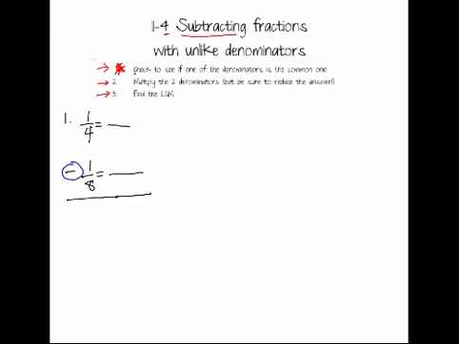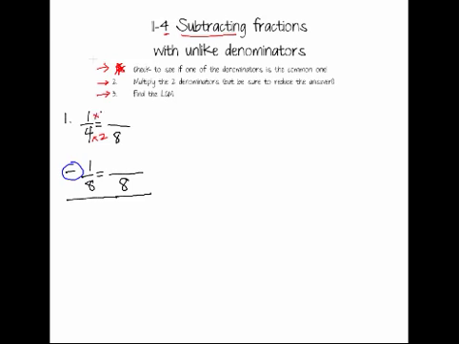Now let's do step number 1. Check to see if one of the denominators is the common one. Well, look, always check the largest one. Is 8 in the 4's times tables? Yes, it is. So guys, guess what? 8 is the common denominator, and it happens to be the lowest one. So let's fix our equivalent fractions. 4 times what gave us 8? It would be 2. 4 times 2 is 8.